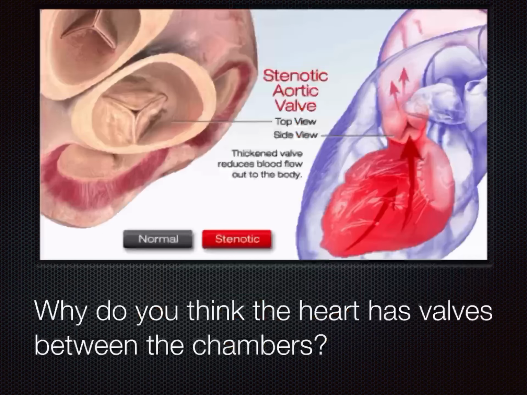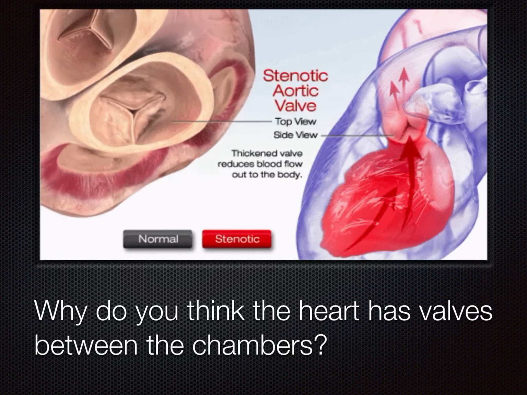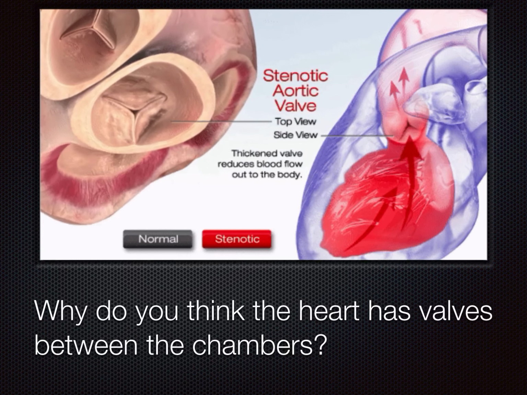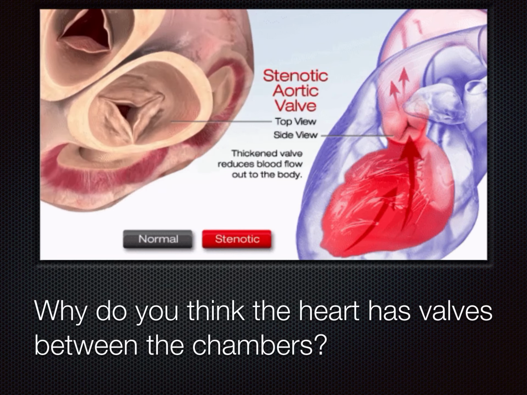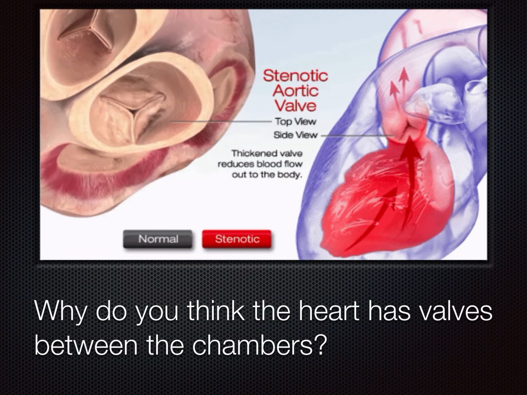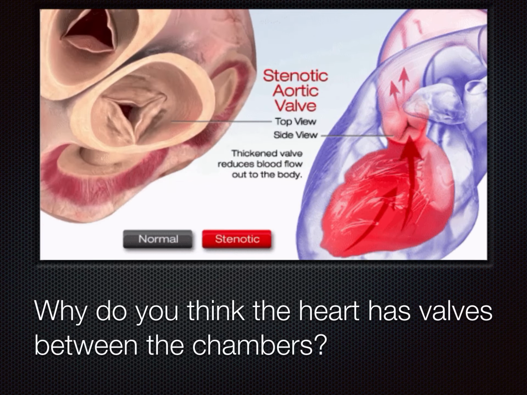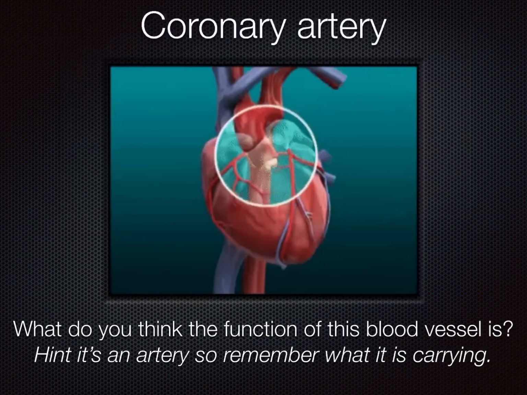Okay, why do you think there's valves inside in between the chambers of the heart? Well, it's the same reasons why there's valves in the veins. You want to prevent the backflow of blood. When the ventricles squeeze, they want the blood to leave the heart through either the aorta or the pulmonary artery. You don't want the blood to go from the ventricle back into the atria. Okay, so it prevents the backflow of blood.